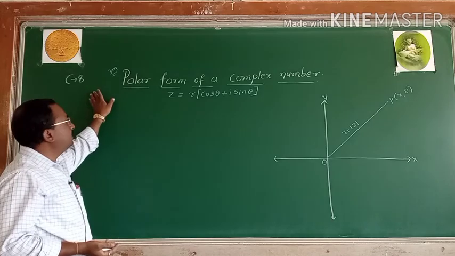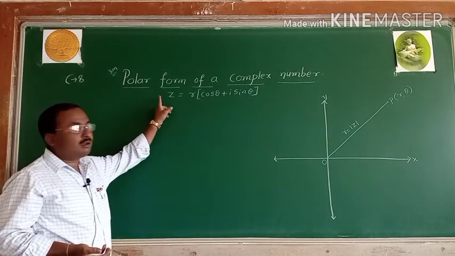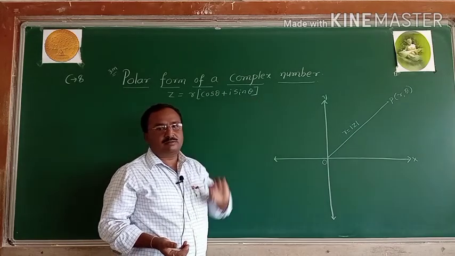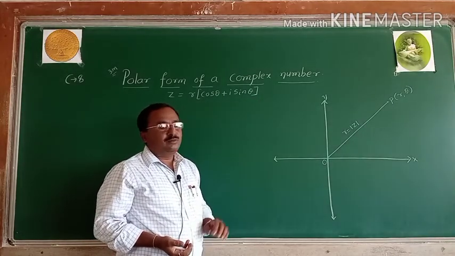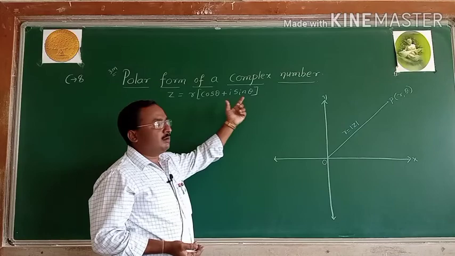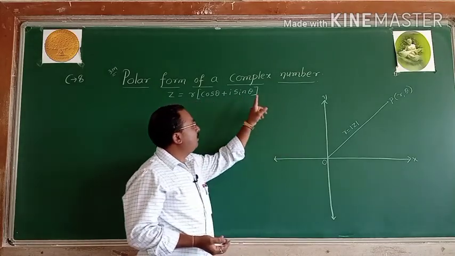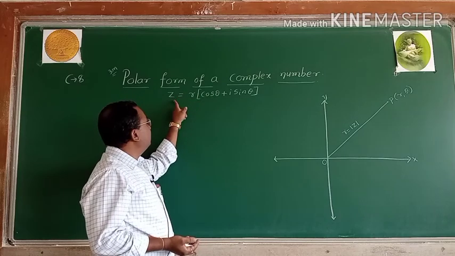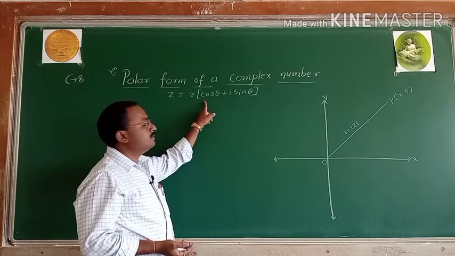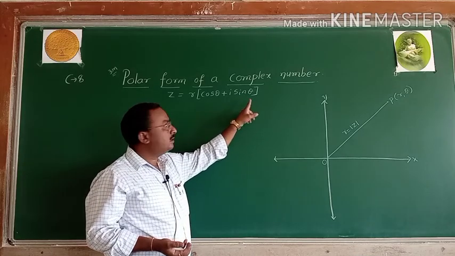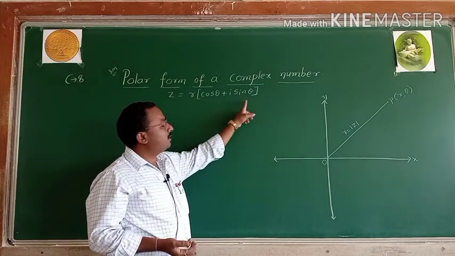Class 8, polar form of a complex number. Polar form: z is equal to r times cos theta plus i sin theta. This is the polar representation.